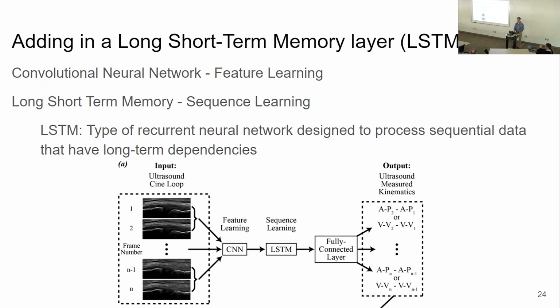Some of these terms I haven't mentioned before, but basically we input this cine loop, which is the ultrasound video of the whole trial. It goes into our convolutional layers, and it goes into our LSTM layers, and then it goes to the fully connected layer. Finally, the output is the relative motion between the bones of the input.